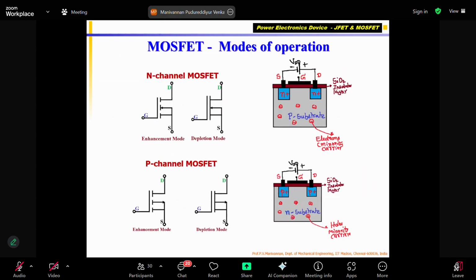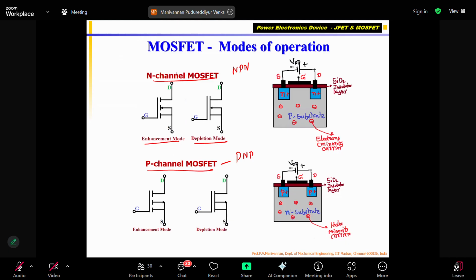Okay. Now, to go further, I told you there are two types of MOSFET. One is called N-channel MOSFET. N-channel MOSFET is further divided into two classifications: one is the enhancement mode MOSFET, the other is the depletion mode. Similarly, there is the P-channel MOSFET. Please think that N-channel is similar to an NPN transistor and P-channel to a PNP. It's not exactly so, I'm just giving an idea.